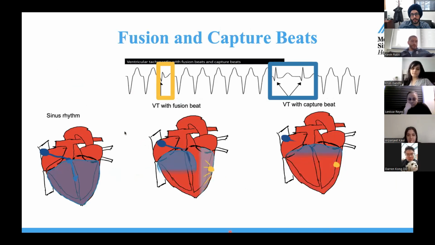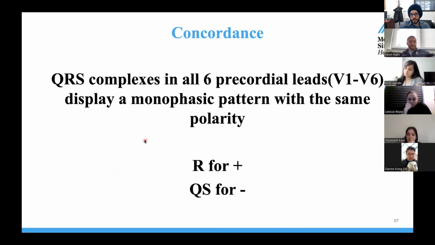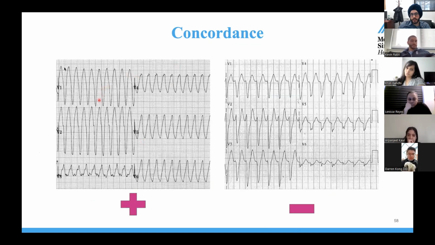And these things called fusion and capture beats. A fusion beat is basically a combination of the atrial beat and the ventricular beat. It forms a different looking QRS. A capture beat is when randomly you get normal depolarization in between the VT. So if you ever see unusual beats between the VT episodes, that suggests it probably is VT. And concordance is essentially all the precordial leads being either all positive, like shown here, or all negative, like shown here.